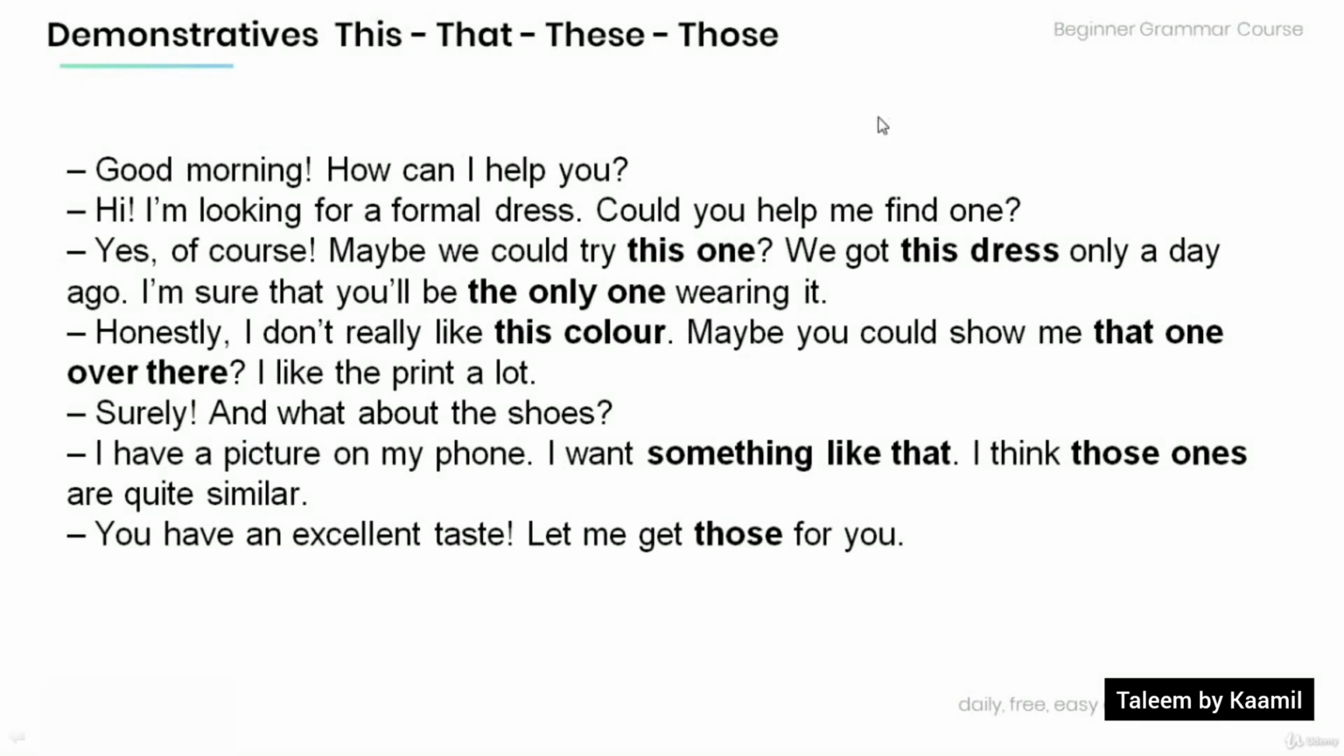Good morning. How can I help you? Hi, I'm looking for a formal dress. Could you help me find one? Yes, of course. Maybe we could try this one. We got this dress only a day ago. I'm sure you'll be the only one wearing it. Honestly, I don't really like this color. Maybe you could show me that one over there? I like the print a lot. Surely. And what about the shoes? I have a picture on my phone. I want something like that. I think those ones are quite similar. You have excellent taste. Let me get those for you.